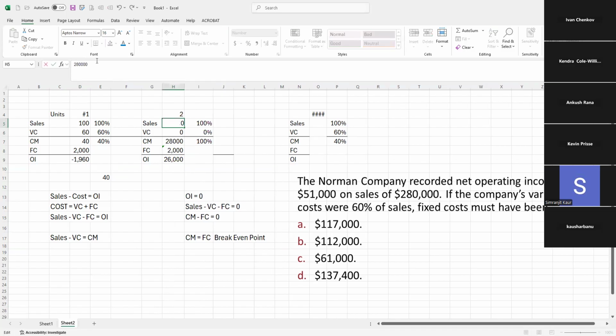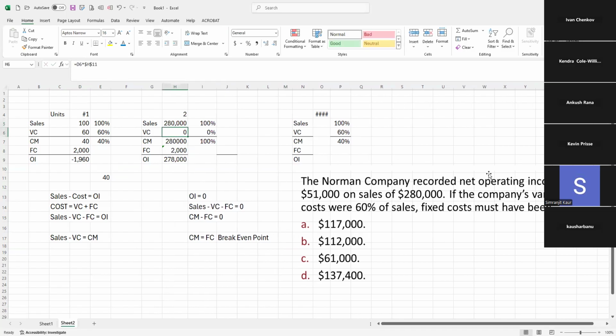One more zero. That's my sales. What else do I know? I know my operating income. Operating income is $51,000. I don't know my fixed cost. I don't know my contribution margin. I don't know my variable cost. But I know that this one is 60%.